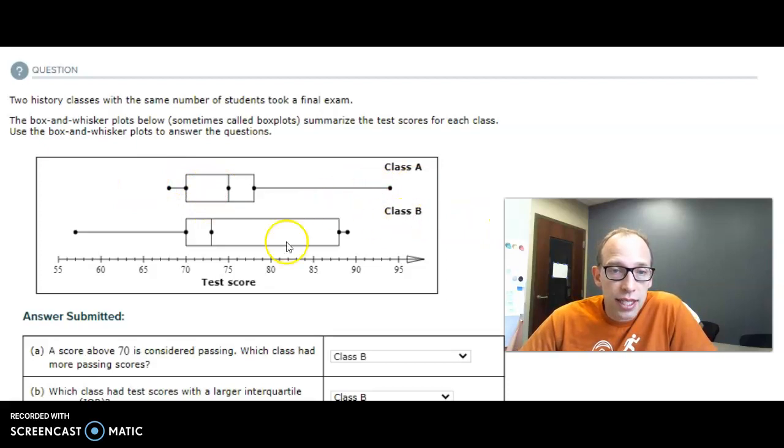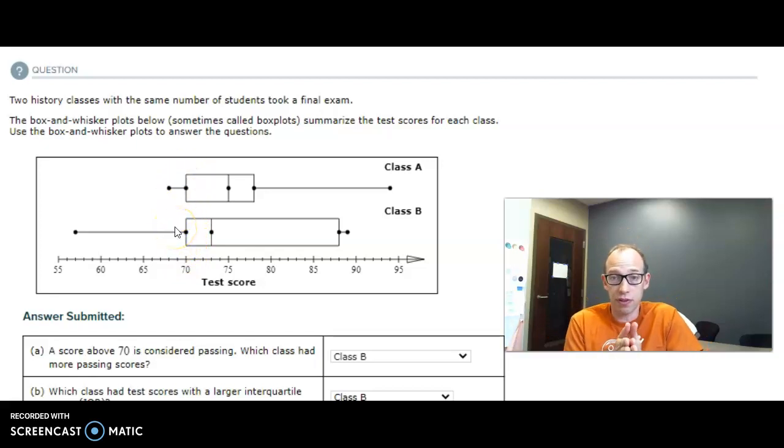Okay, so here we have 2 different classes, same number of students. That's an important little bit of info there. And it says a score of above 70 is considered passing. Which class had more passing scores? Well, if you look at 70 right here, both of the classes have their 25th percentile, they call it the first quartile, right on 70. And so presumably 75% of the data in both classes is above 70, or 75% of the students have grades above 70 and they passed, especially since it has the same number of students. There's where that little tidbit comes in.